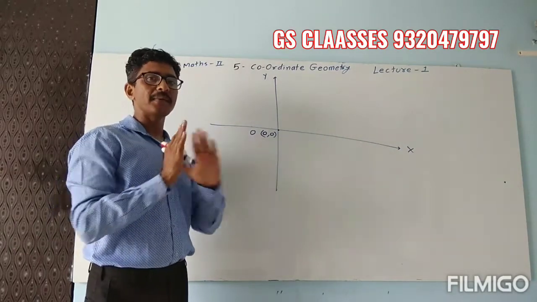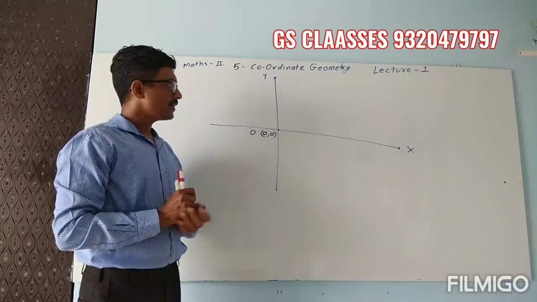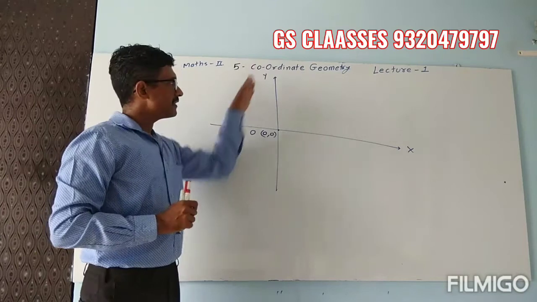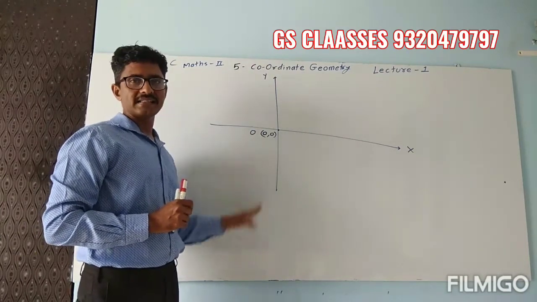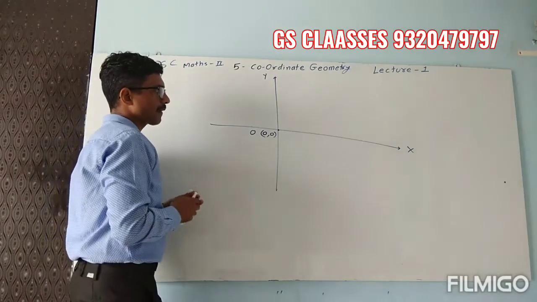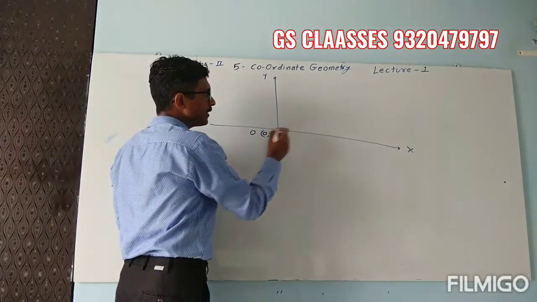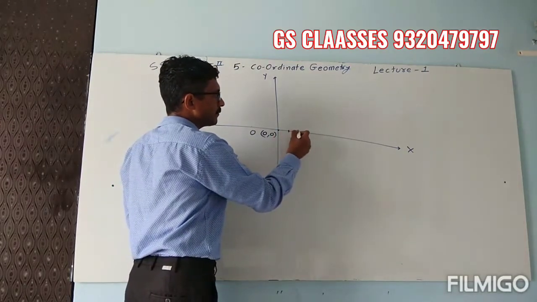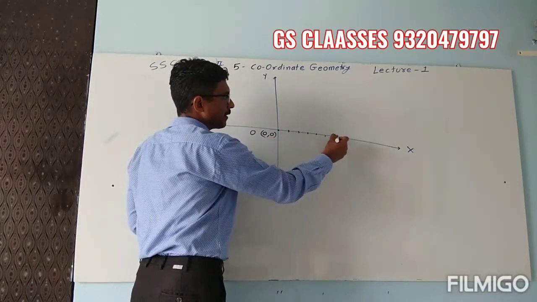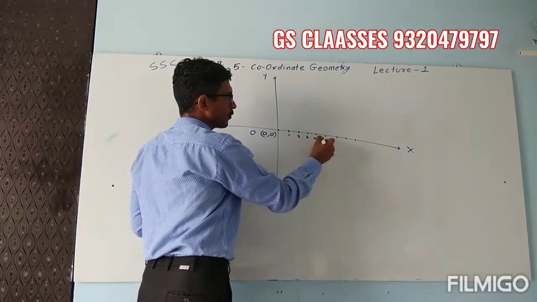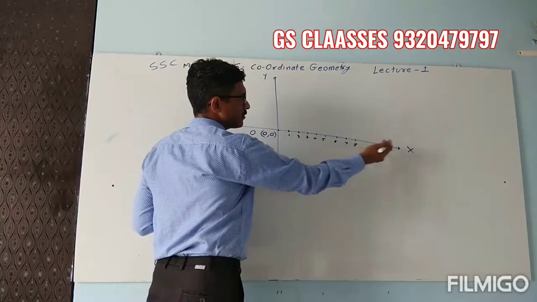What is the board? It is a plane surface. Now this is the x-axis and this is the y-axis. If I do the equidistant markings, equidistant means we have to mark at equal distances: 1, 2, 3, 4, 5, 6, 7, 8 and so on.